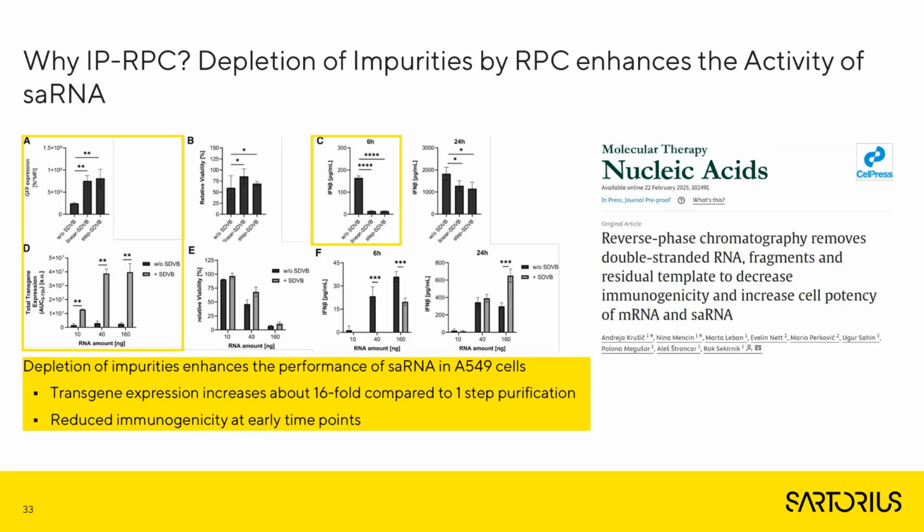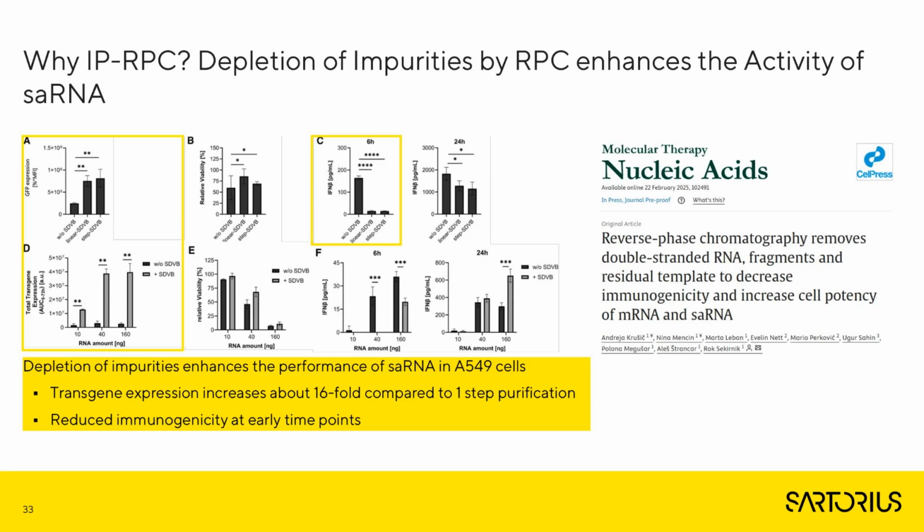The effects on mRNA activity were quite staggering. We were able to show that really, if you start with wild-type nucleotides in your IVT and produce some double-stranded RNA, let's call it an average IVT, that you could really boost the activity of mRNA if you purified it with this reverse phase.